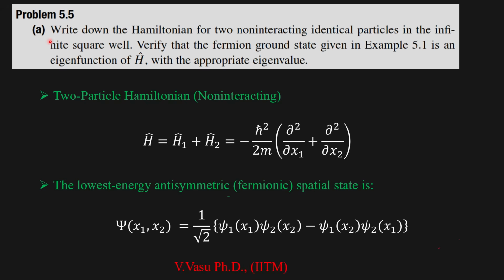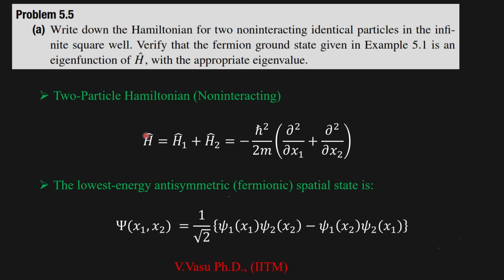Part A: write down the Hamiltonian for two non-interacting identical particles in the infinite square well. Verify that the fermion ground state given in Example 5.1 is an eigenfunction of the Hamiltonian with the appropriate eigenvalue. So first we will see one by one. First we have to write down the Hamiltonian for two non-interacting identical particles.